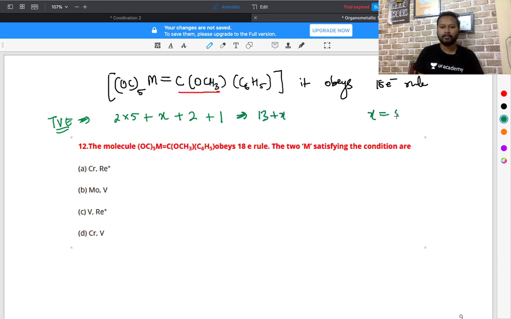So X should be equal to 5, right? You should get 5 electrons from X. That means your metal should be a 5 electron donor. You have to look upon the options, which option will give you 5 electrons. So just look upon there. So what will be the answer over here? Just let me know. Tell me which options will give you 5 electrons. You need 5 electrons. Just look at which option will give you 5 electrons.